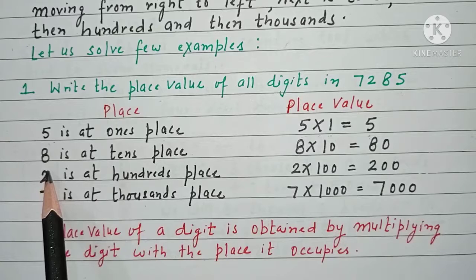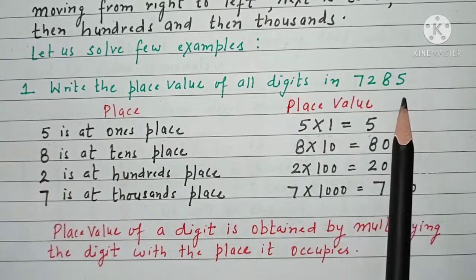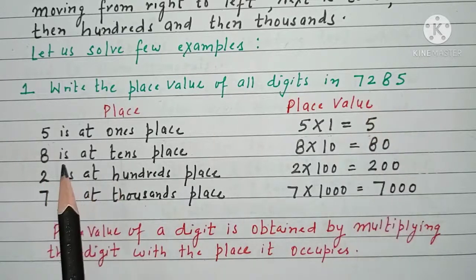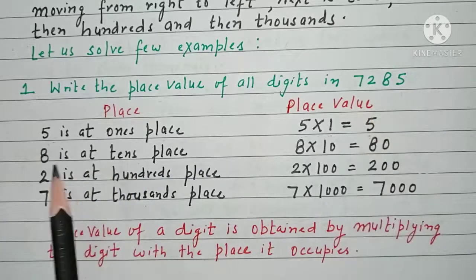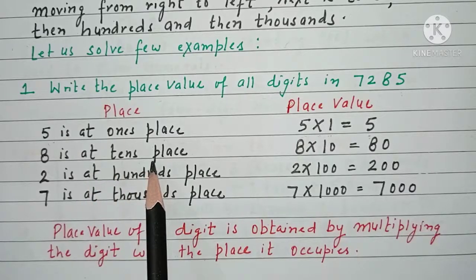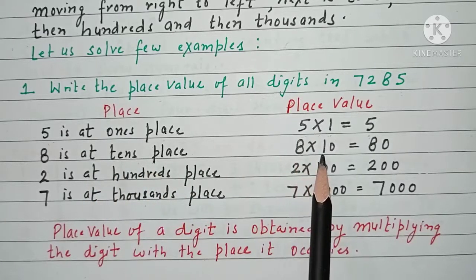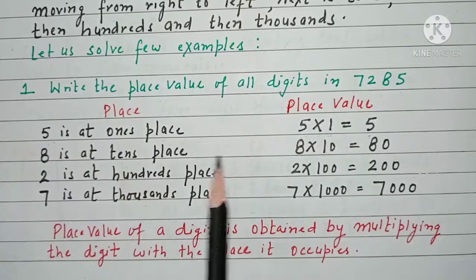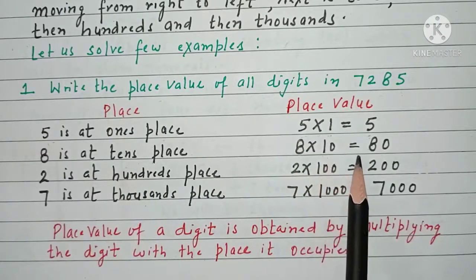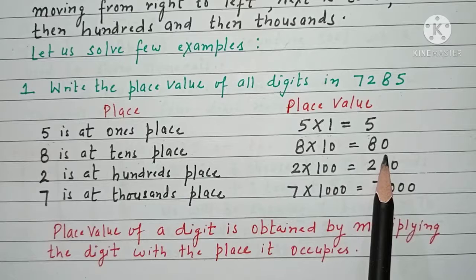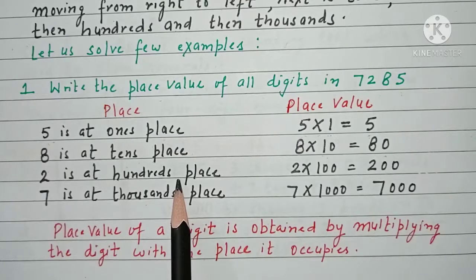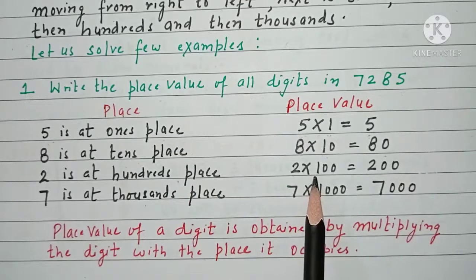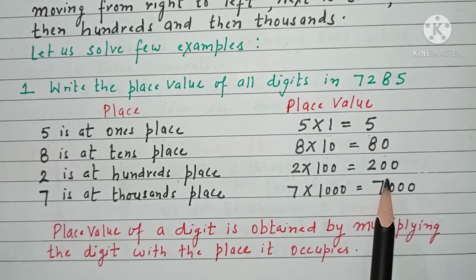Now, look at 8. 8 is written after 5. So, 8 is at the tens place, moving from right to left. So, 8 multiplied by the place, which is tens. 8 multiplied by 10 gives you 80. Similarly, moving towards the left now, 2 is at hundreds place. So, its place value will be 2 multiplied by 100, which gives us 200.